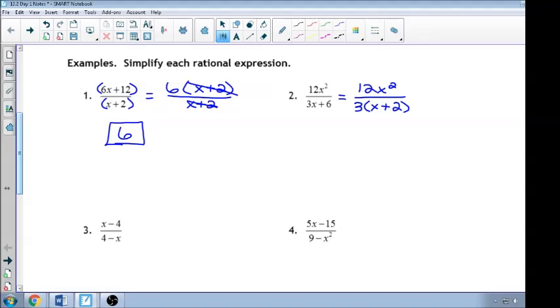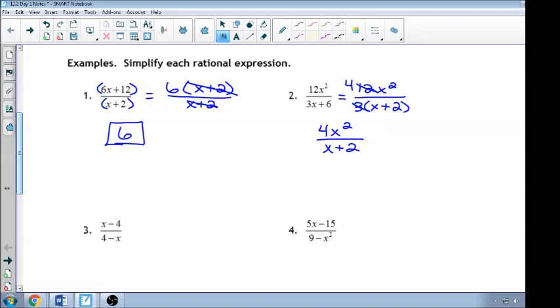At this point, what I want to do is look at my numerator and my denominator and see is there anything that can cancel or simplify. Well, 12 and 3 are both divisible by 3, meaning my 12 would turn into a 4 and my 3 would just go away. So I'm left with 4x squared over x plus 2.